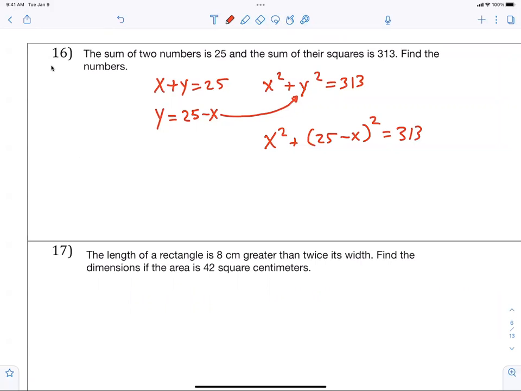Everybody take a look at that, please. Now, could you have said x equals 25 minus y? Yeah, would it make a difference in the problem? No. It would make no difference in the problem whatsoever. All right, so again, 16, homework. Finish that up.